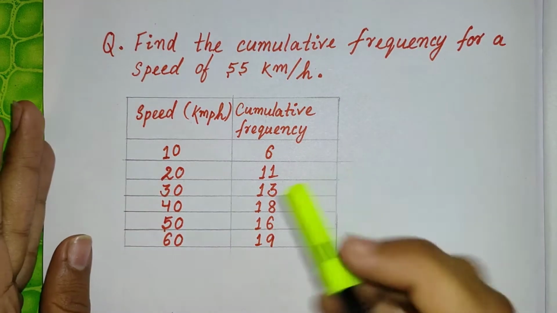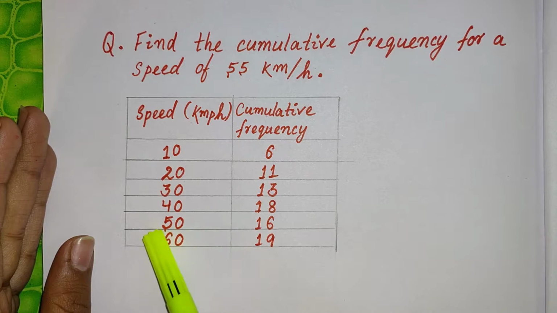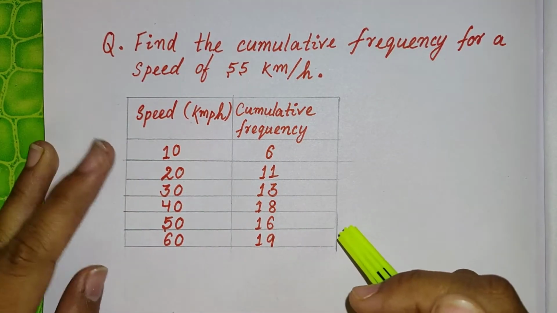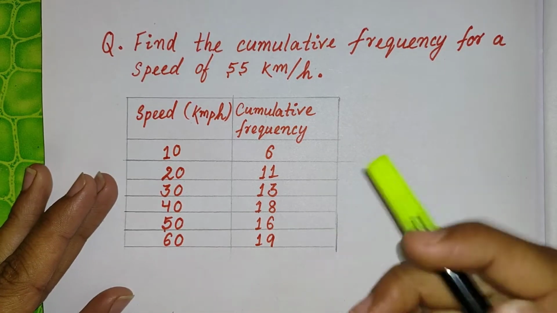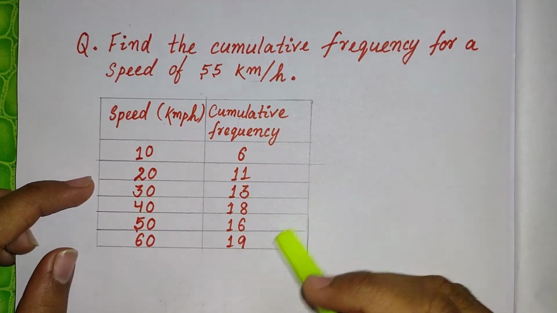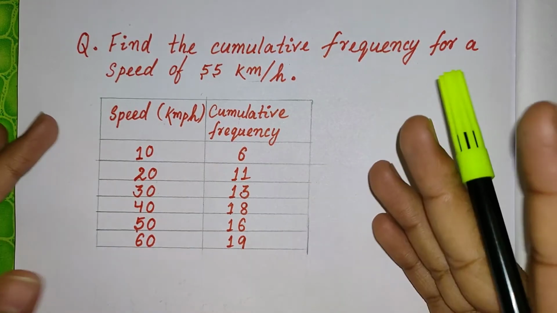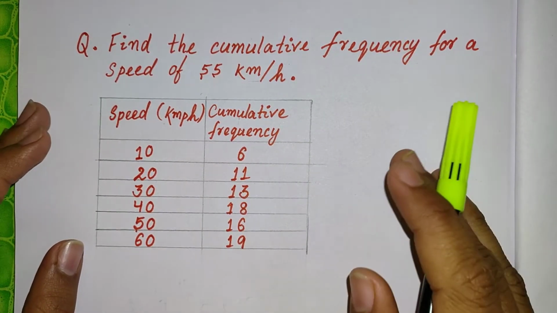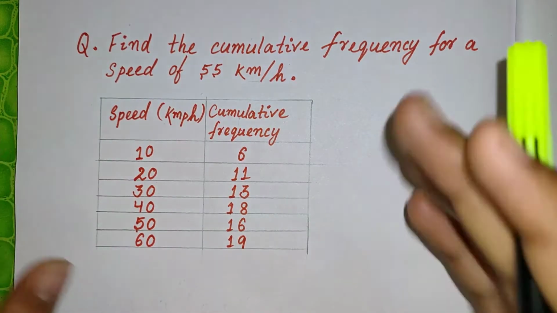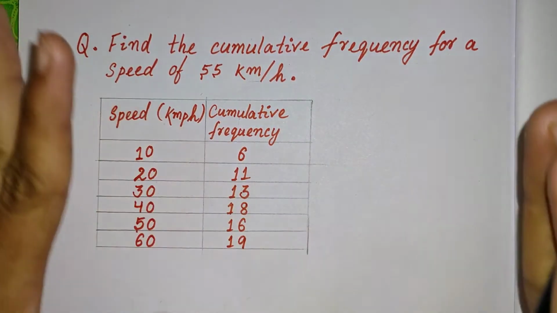So 55 lies between 50 and 60. For that, we have to find the cumulative frequency in between these two numbers. Alright? And for this, we have only one method, that is interpolation. So now I will show you the best method for interpolation. Within 30 seconds, your question will be solved.